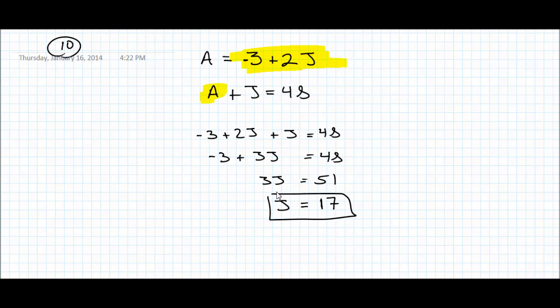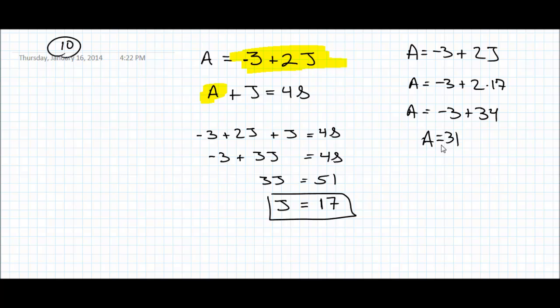So if Jordan is 17, let me just plug it in. A equals negative 3 plus 2 times j. So a equals negative 3 plus 2 times 17. So a equals negative 3 plus 34. So a must be 31. All right, so Alex is 31 and Jordan is 17. And that's your word problems.